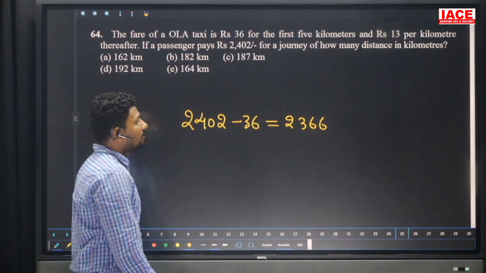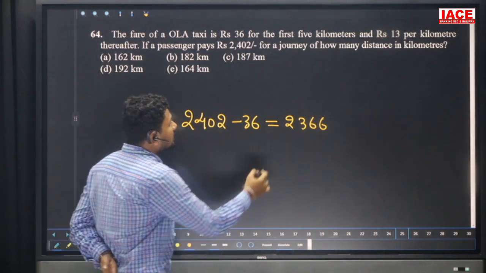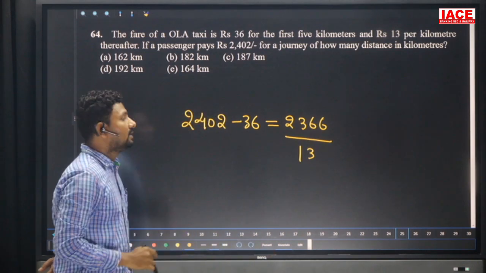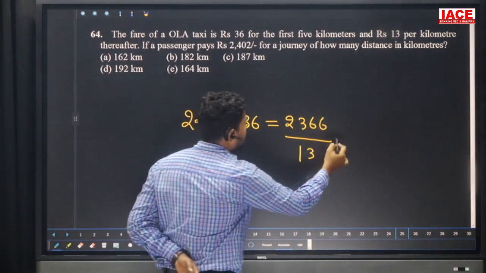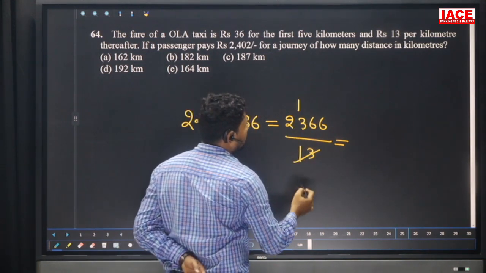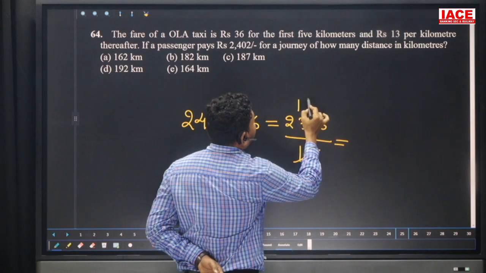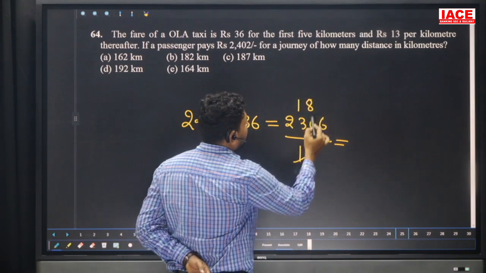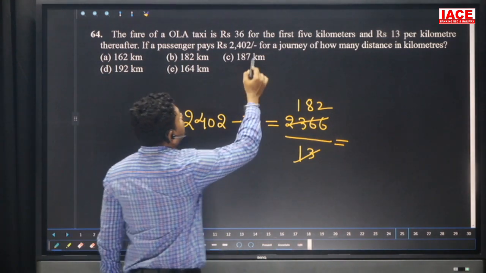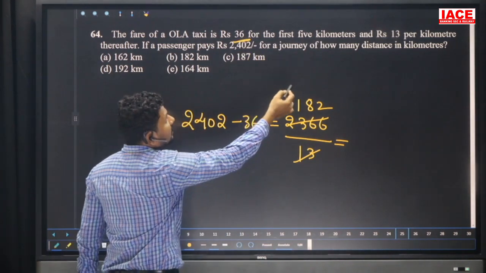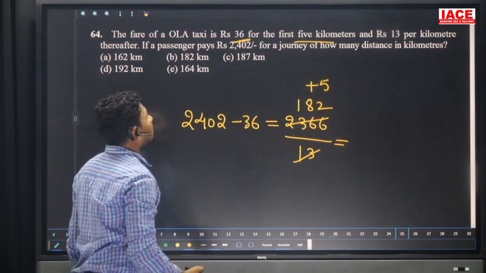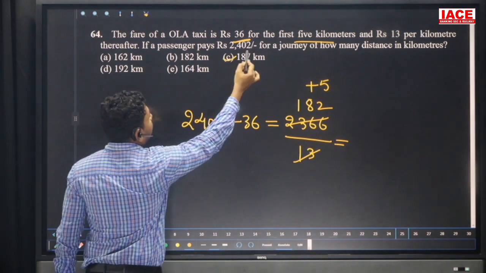Now here we require how many kilometers. Each kilometer is equal to 13 rupees, so we should cancel it. 13 ones are 13. The remaining value is 106. 13 eights are 104, and the remaining 13 twos are 26. That gives 182 kilometers. Till now it is 182 kilometers, but 36 rupees is already paid for the first 5 kilometers. That means plus 5, so 182 plus 5, the total journey of the person is 187 kilometers.